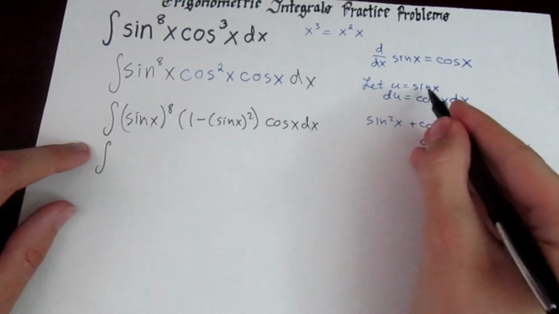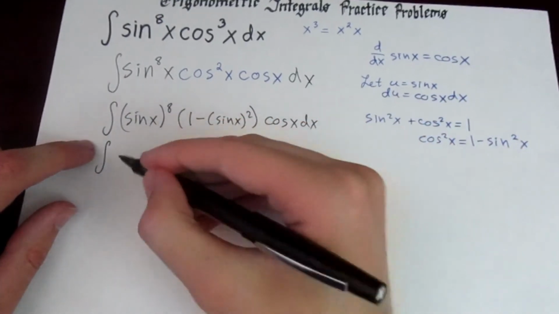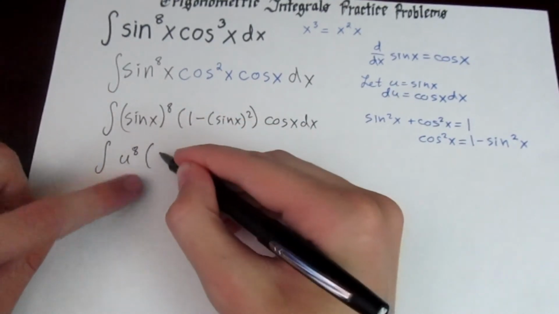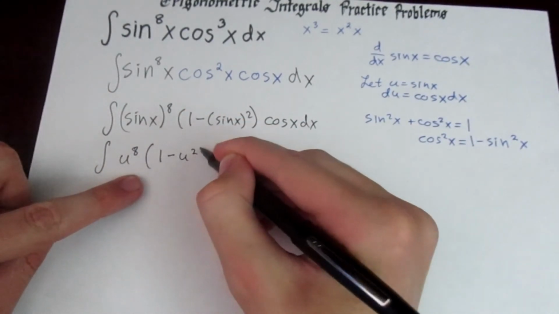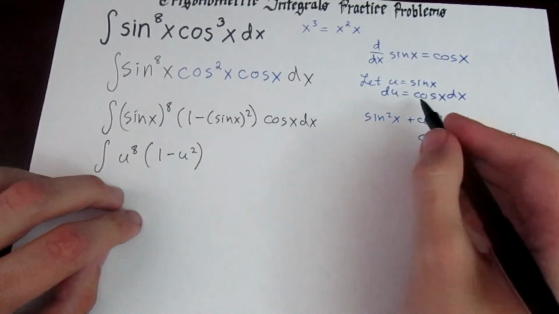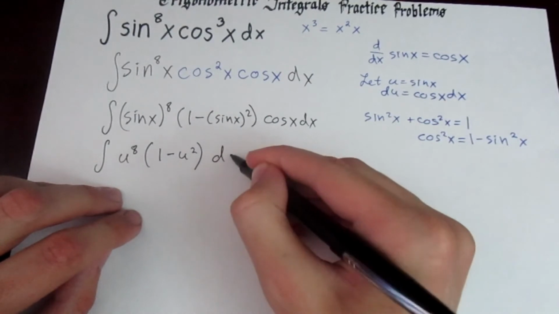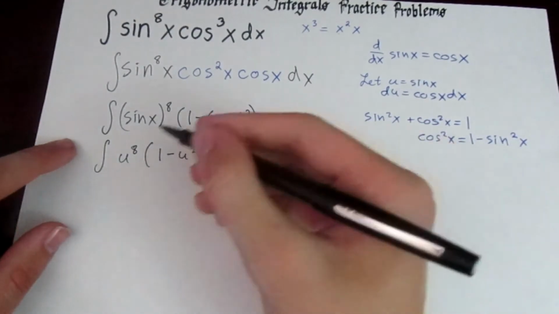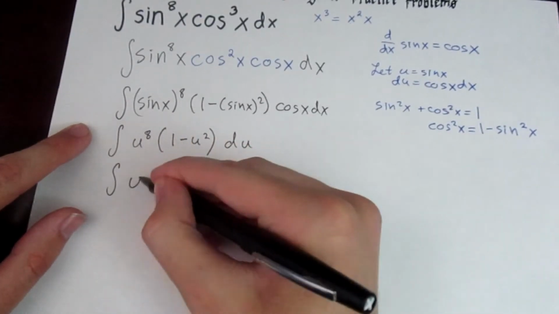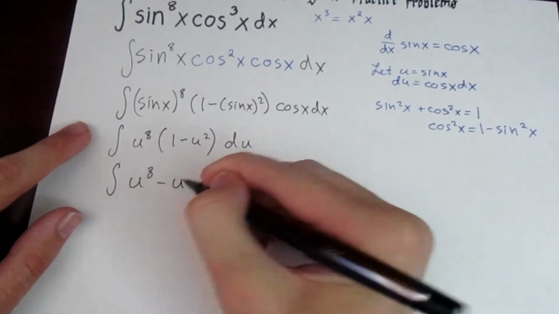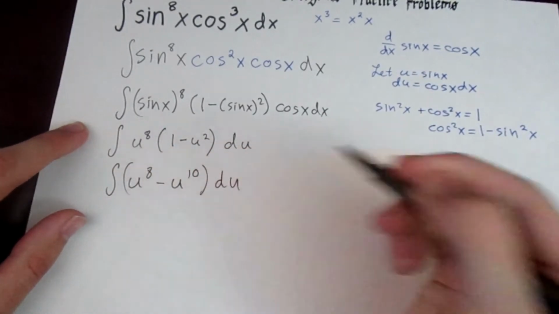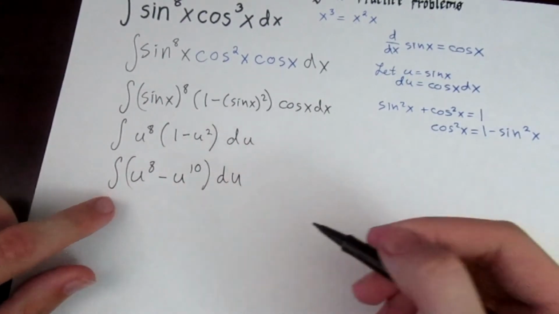Okay, now I'm going to substitute. u equals sine of x. So every time I see sine of x, I'm going to substitute a u. So that's u to the 8th times the quantity 1 minus u squared. And then cosine x dx, we said was du. And then it's just simple algebra with the integrand. I'm just going to distribute. And then it's simple power rule right here for integrals.